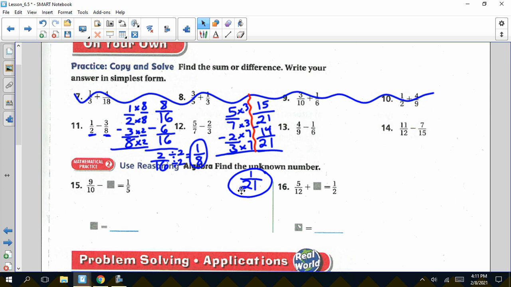Now, I want you to do numbers 13 and 14 on your own. Stack those up, find a common denominator, change it to those common denominators, making equivalent fractions by what you multiplied the bottom by to get the top. And then, once you change those to equivalent fractions, subtract. If you're able to put it into simplest form, try it.